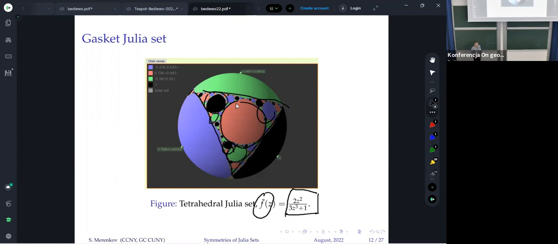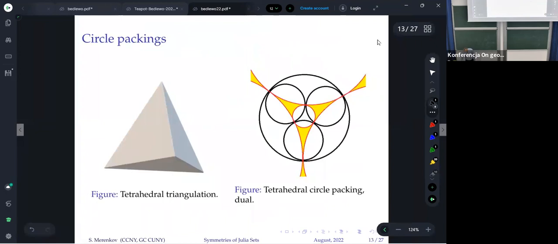Okay, and gaskets by no means are topologically unique. So there are many different gasket-like Julia sets, unlike carpets. And the class that, and this is work with Russell Lodge, Misha Lyubich, and Sabya Mukherjee, we constructed this class using circle packings that were well popularized by Thurston.